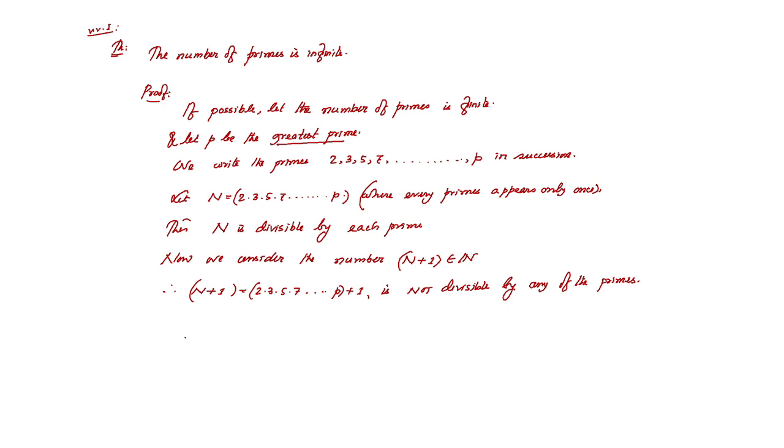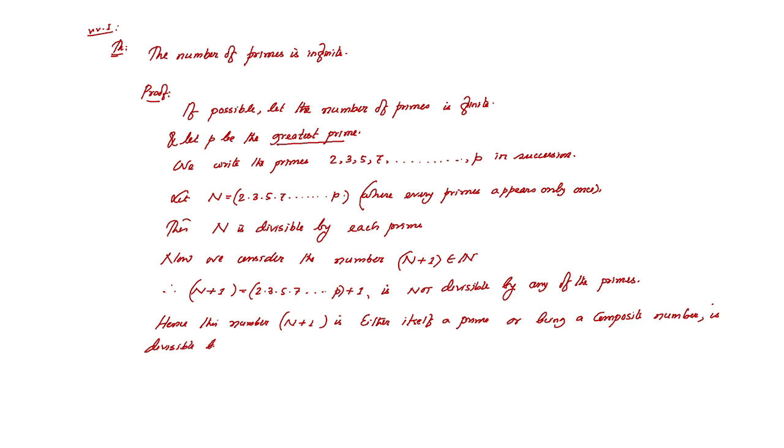So hence this number n plus 1 is either itself a prime, or, being a composite number, it is divisible by a prime number greater than p.